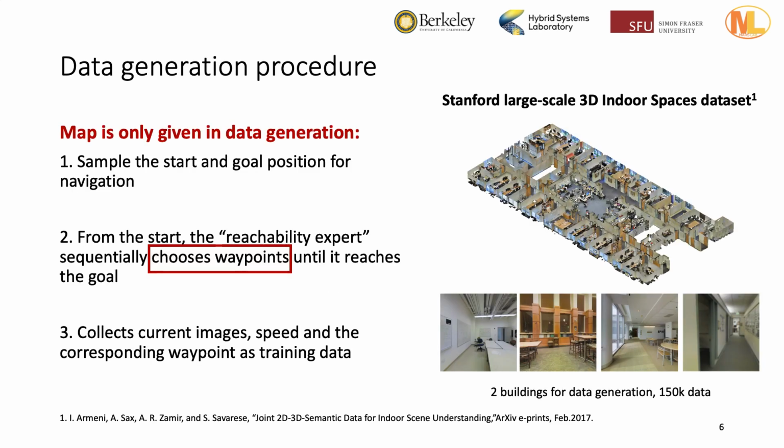When generating training data, we use the Stanford Large-Scale 3D Indoor Space Dataset. It contains 3D scans for 3 buildings, and we use 2 for data generation and 1 for testing. Given the map, we first sample the start and goal positions for navigation. Then, from the start, we design a reachability expert to deliberately choose waypoints until it reaches the goal, and collect current images, speed, and waypoint as training data. Thus, how to choose a good waypoint given the current observation is the key factor of training data quality, and thus affects the testing performance.